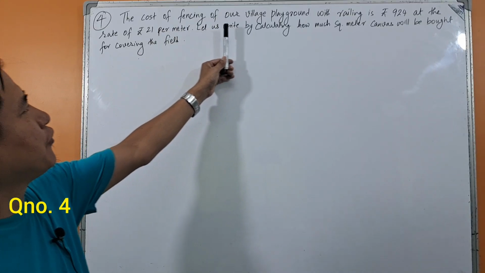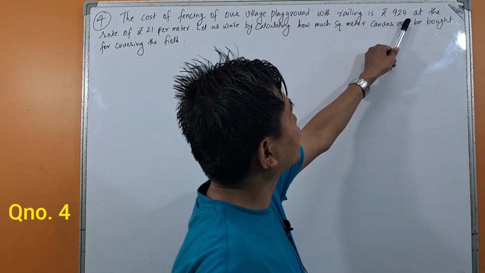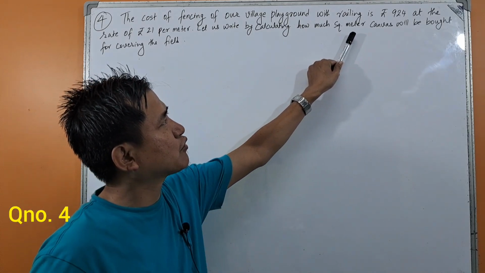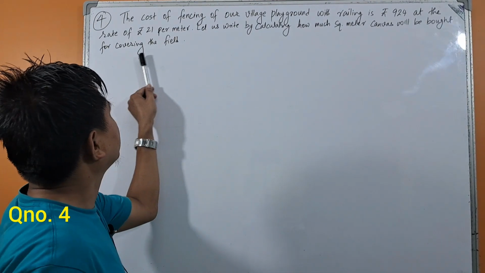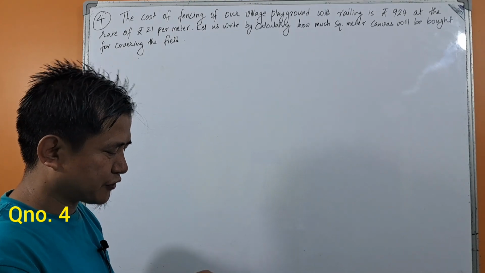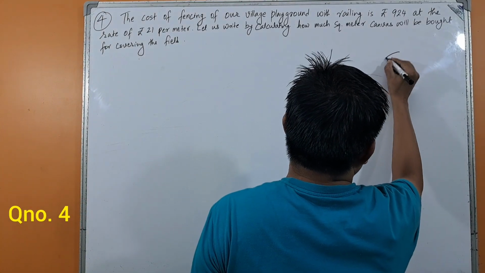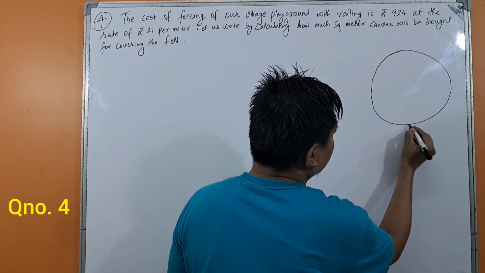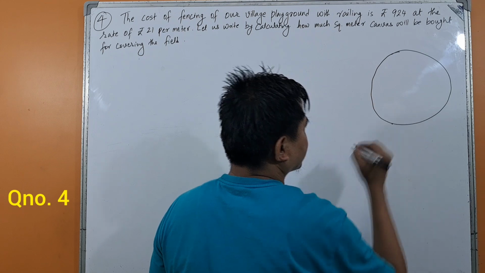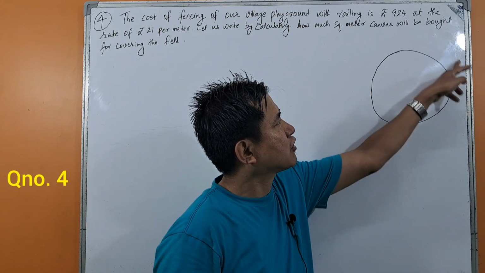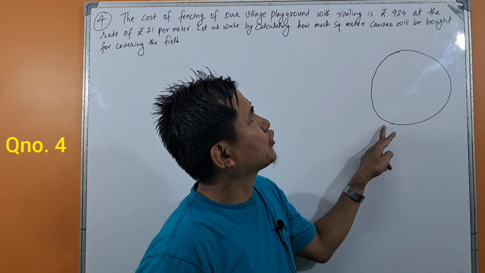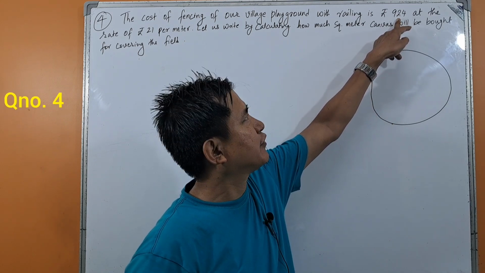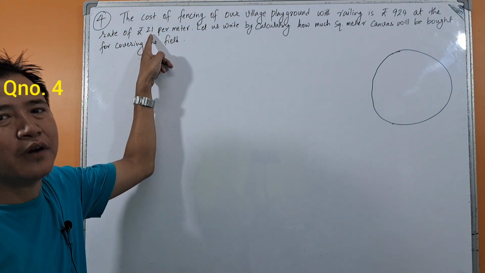The cost of fencing of a village playground with railing is rupees 924 at the rate of rupees 21 per meter. Let us start by calculating how many square meters of canvas will be bought for covering the field. Let us first understand the question. We have a circular field in our village, and we are asked to surround this circular field with a railing. The total cost of constructing the railing is 924 rupees at the rate of 21 per meter.